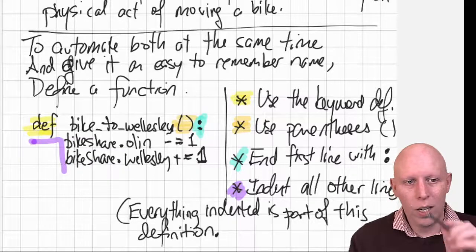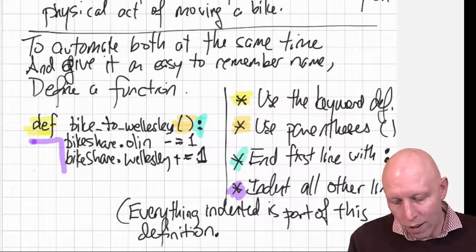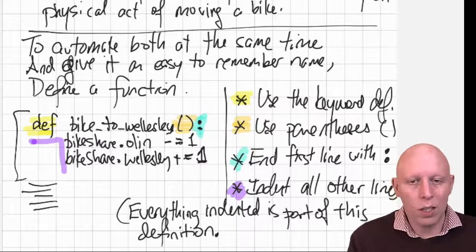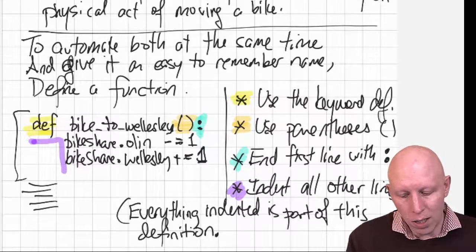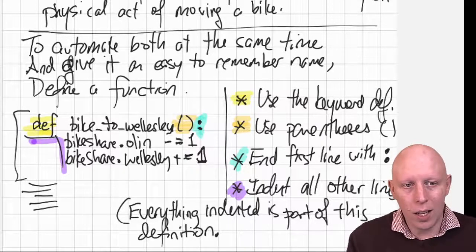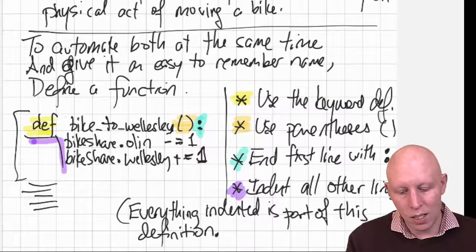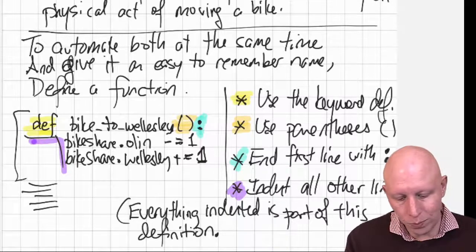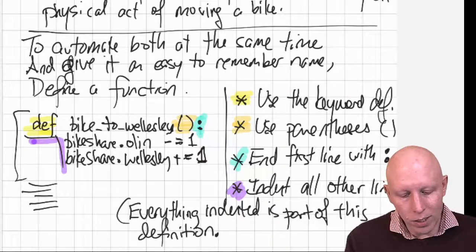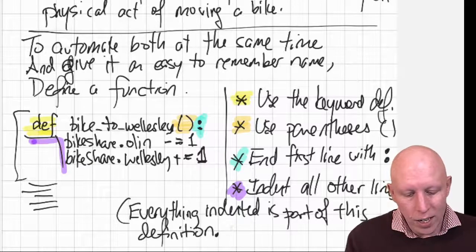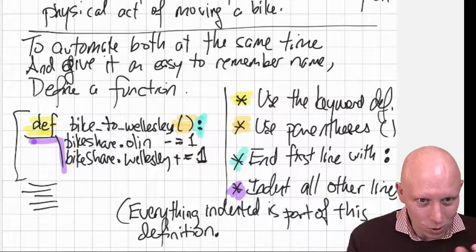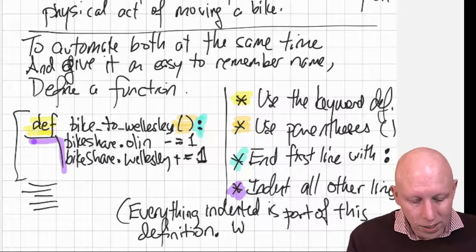Okay, so after we have created this definition, we can keep adding some more code afterwards, but because it's not part of the indent, Python knows that it's not part of the bike to Wellesley function. So everything indented is part of this definition, and as a corollary, white space matters.